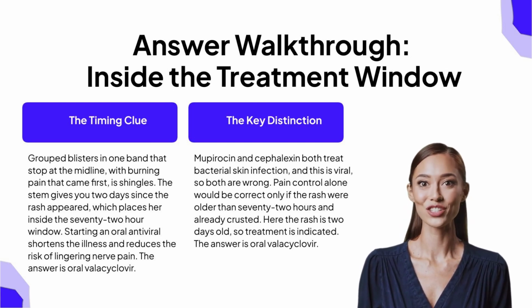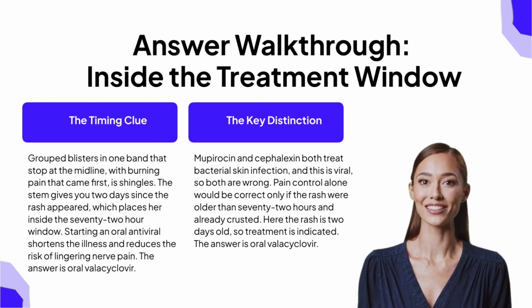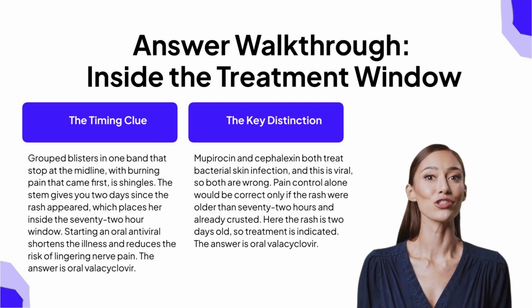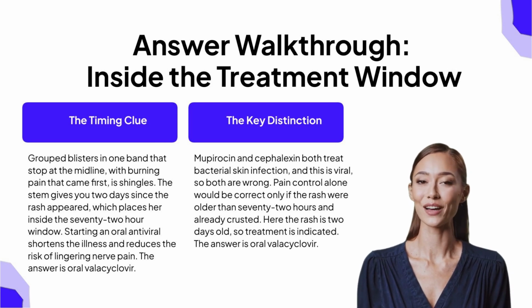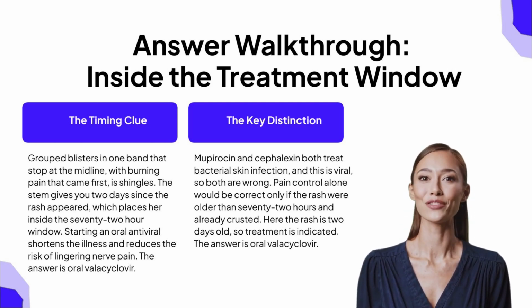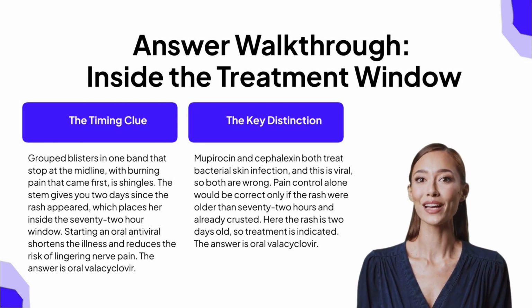Now the stem gave you 2 numbers, 3 days of burning pain before the rash and 2 days since the rash appeared. The clock that matters is the rash, not the pain. 2 days since rash onset places her comfortably inside the 72-hour window, so starting an oral antiviral shortens her illness and reduces her risk of long-lasting nerve pain. The answer is oral valacyclovir.